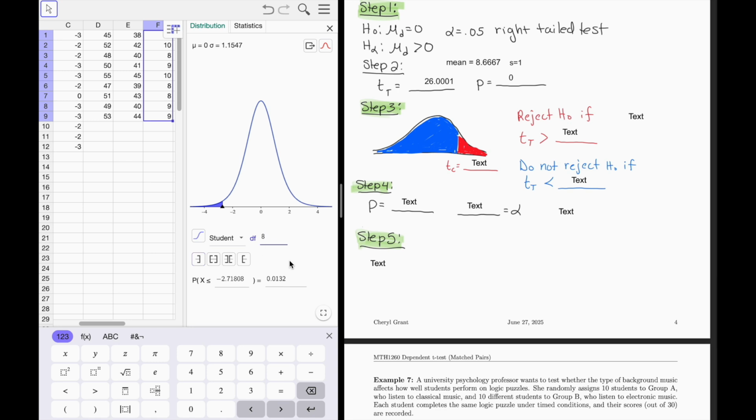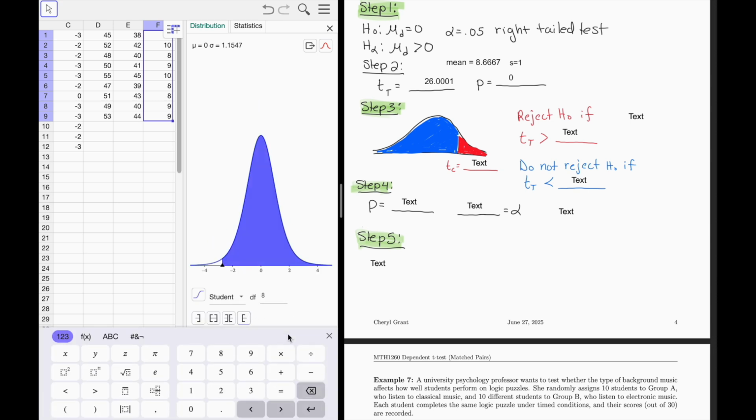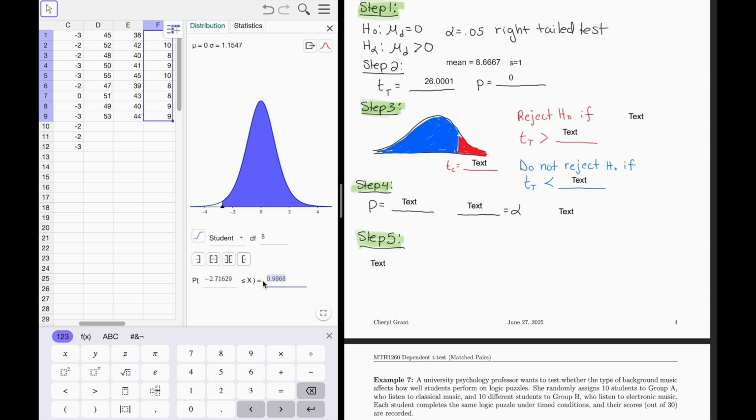Now we're doing an alpha level of 0.05, and we're doing a right-tailed test. So I need to switch my bracket to the right side. And I need to put in for my alpha level 0.05. That's the area I want shaded. So my critical value is 1.8595.